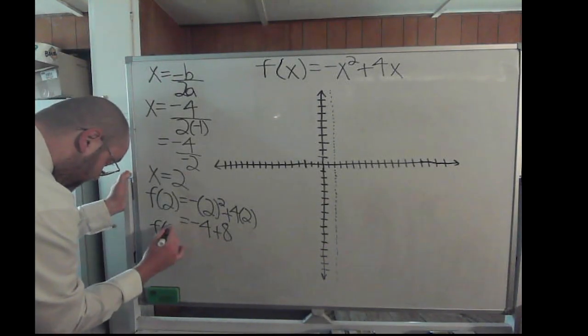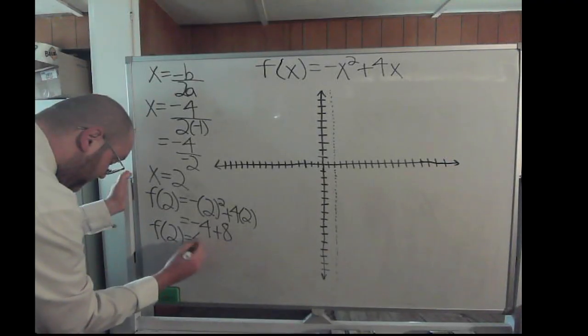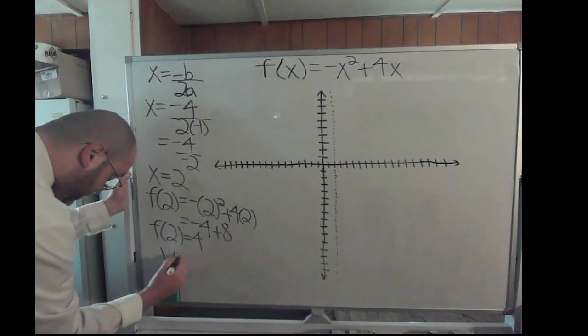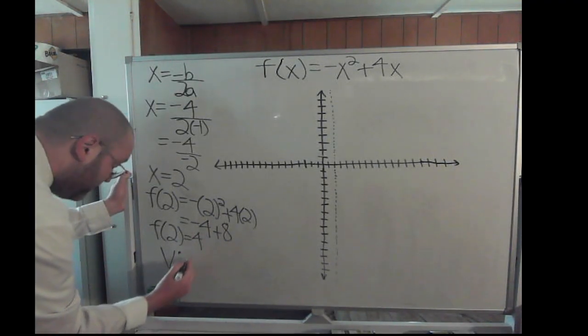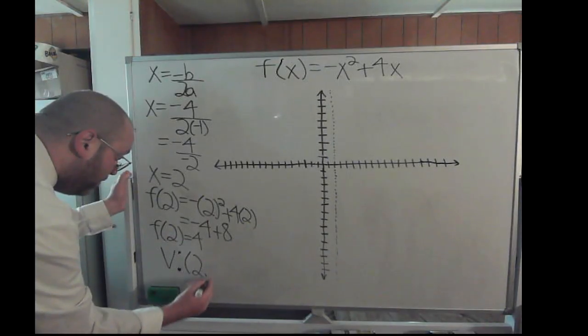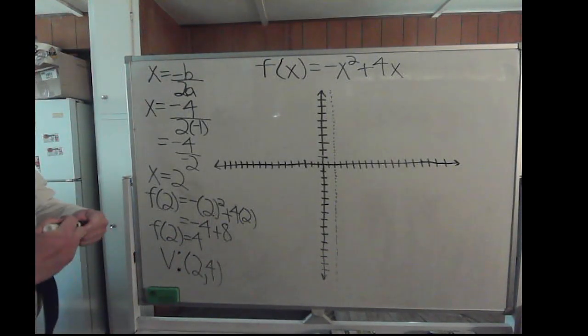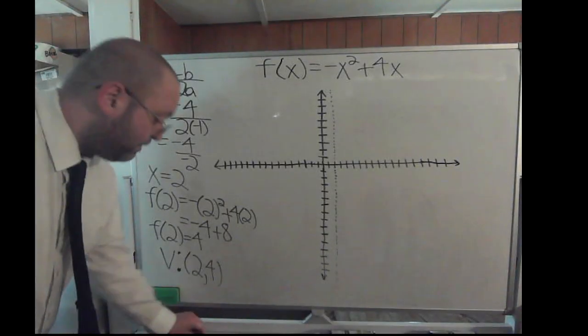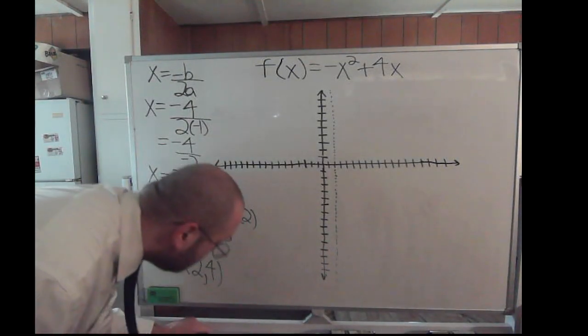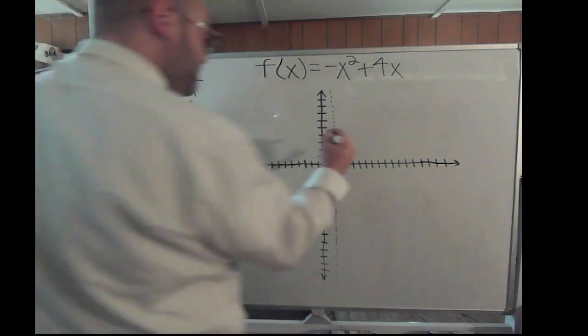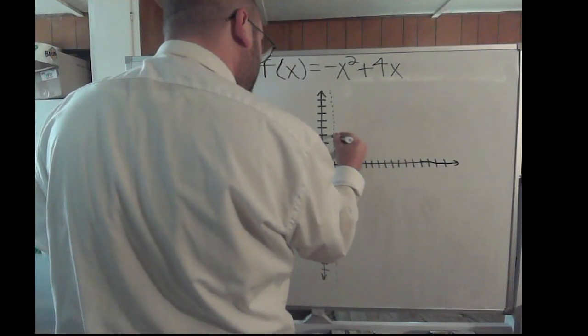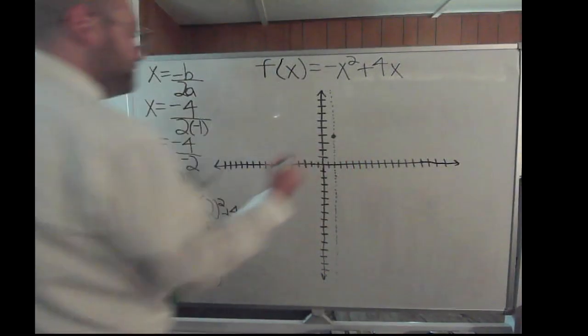So f of 2 equals 4. Therefore, the coordinate of the vertex is going to be 2, 4. That's the coordinate of your vertex, rather, would be 2, 4. So let's go ahead and plot the point 2, 4. That'll be right there. There's 2, 4. That's the vertex.